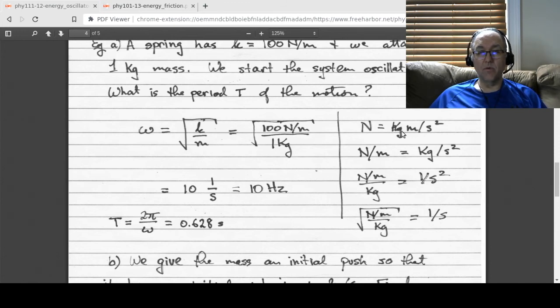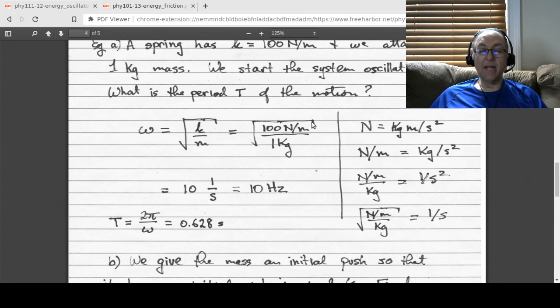Remember that a Newton is a kilogram meter per second squared, and that's Newton's second law at the unit level, because F is equal to MA. F is Newton, M is kilogram, and A is meters per second squared. But the units of K are not newtons. The units of K are newtons per meter. If you take a Newton and divide it by a meter, the meter cancels out and you just get a kilogram per second squared. So the units of K are kilogram per second squared.